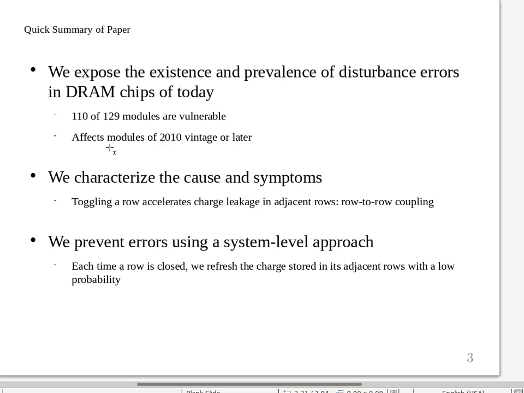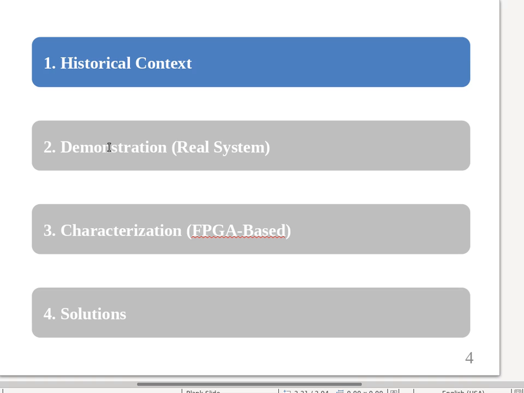Let's see, we exposed the evidence and prevalence of the errors. They found that 129 modules that they were using were affected. It affects most modules of 2010 vintage or later. So they talk about how they can go about it and ways to prevent it.